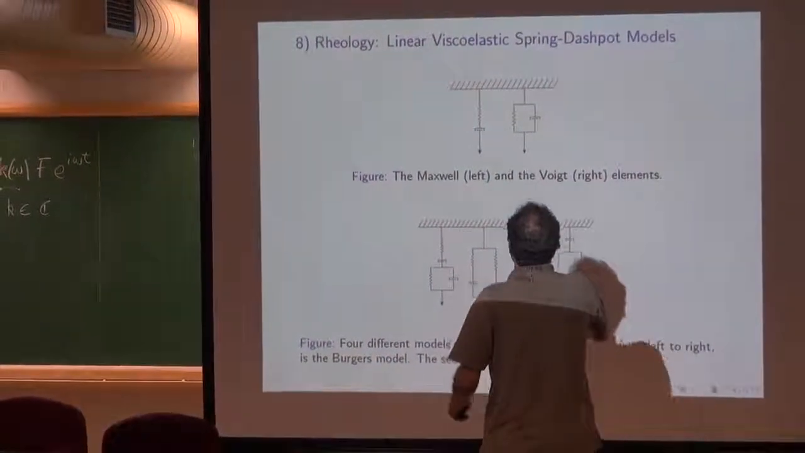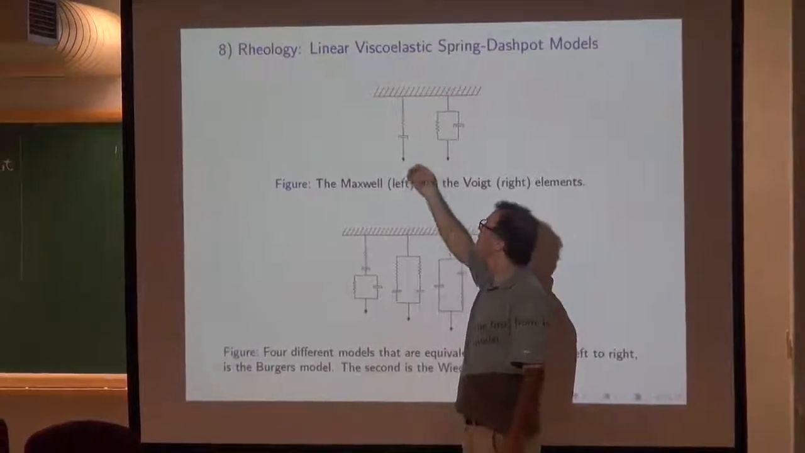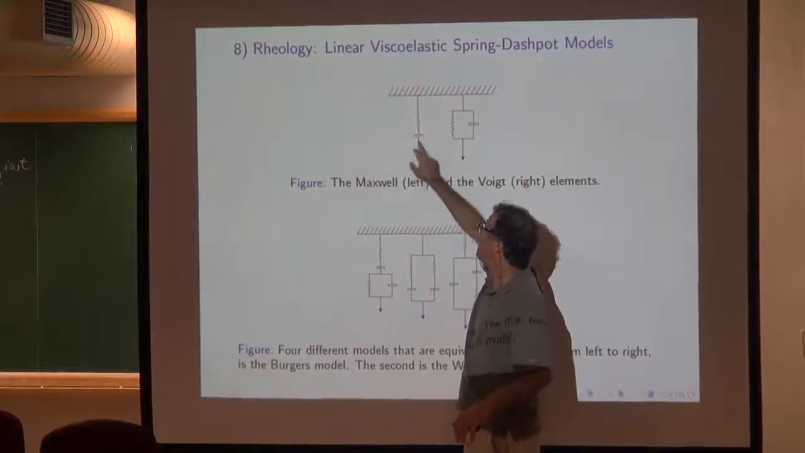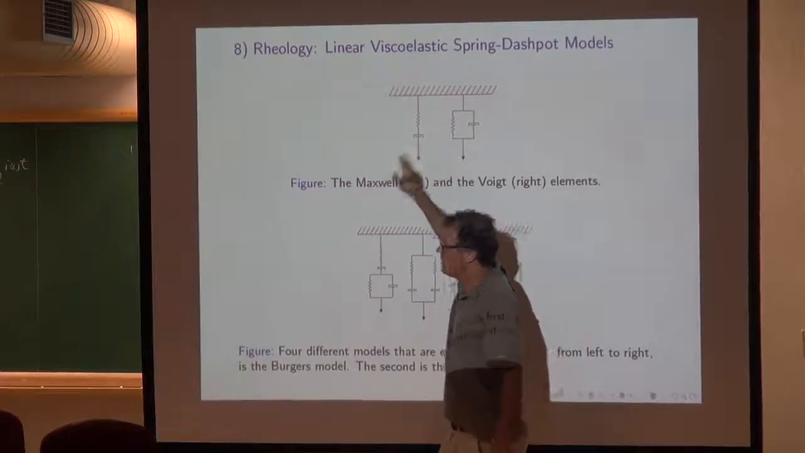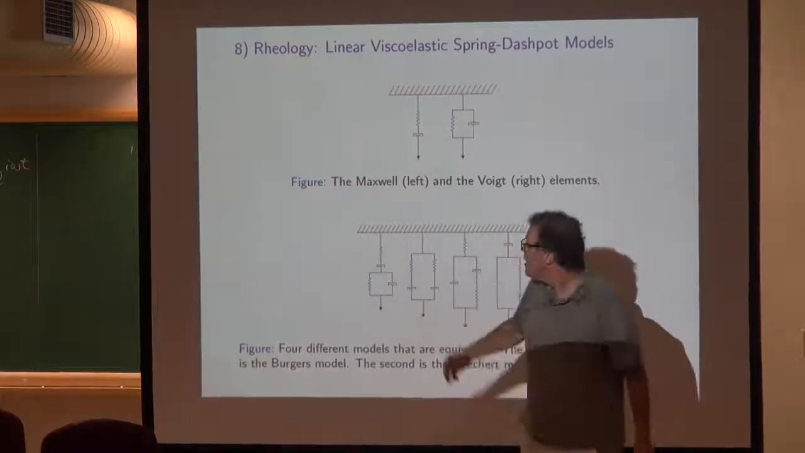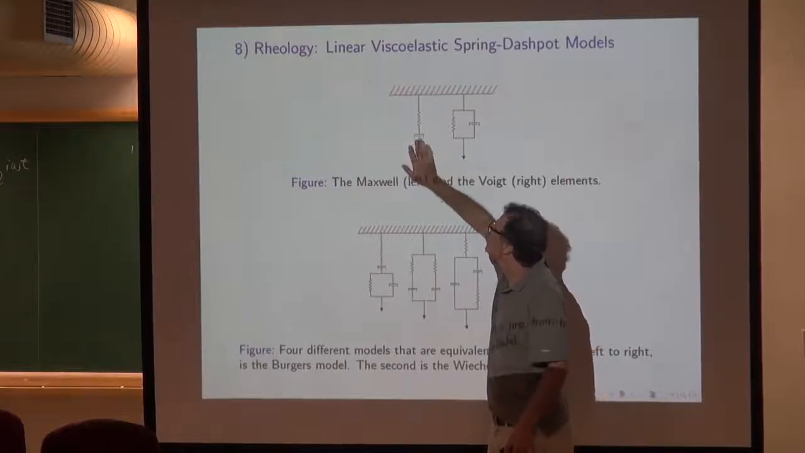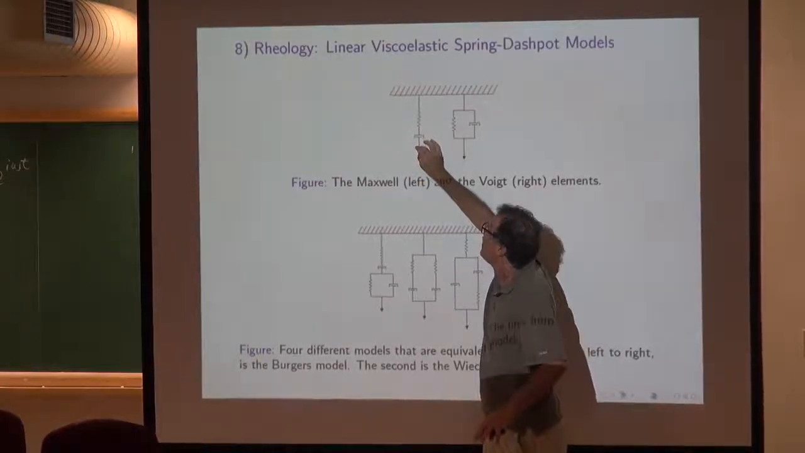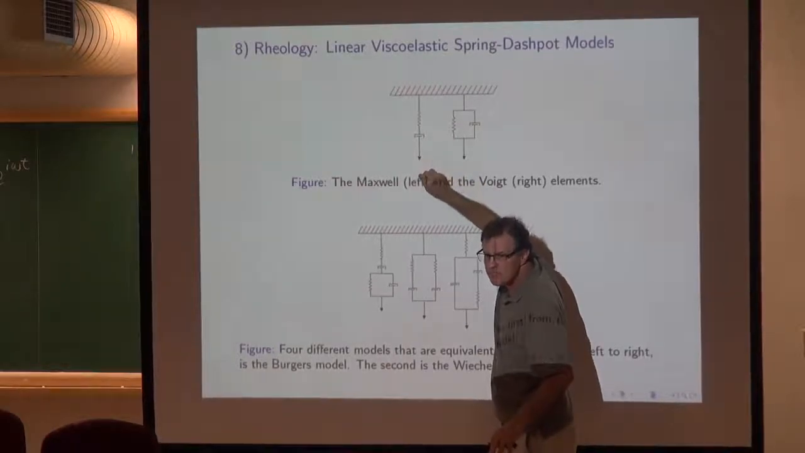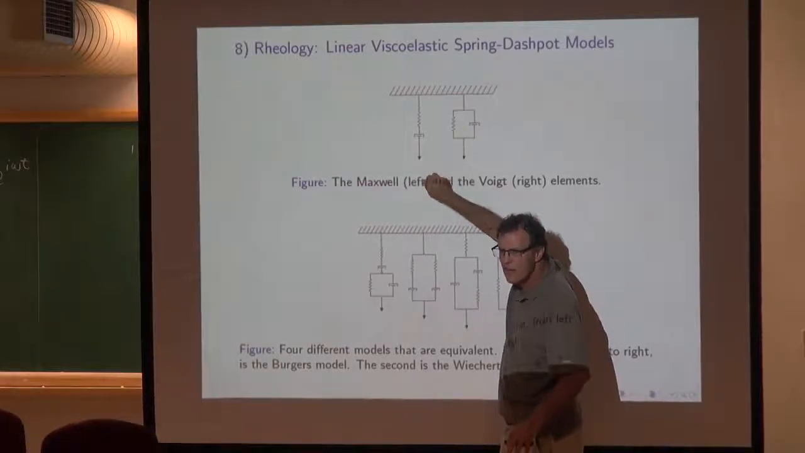Because you see, what happens with this? If you apply an oscillating force here, this behaves more or less like a spring. The velocity is so fast here that the damper almost does not displace. But if you put just a static force here, the spring deforms a little bit and remains at rest. And then this dashpot starts flowing. So more or less, this is the idea of the glass.